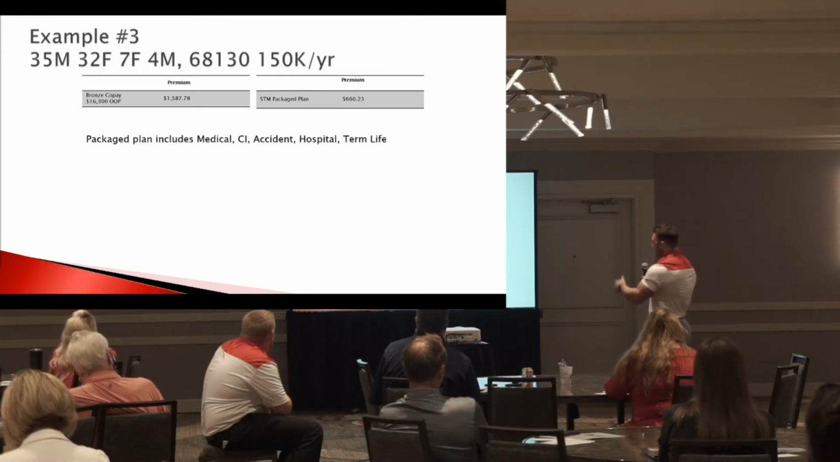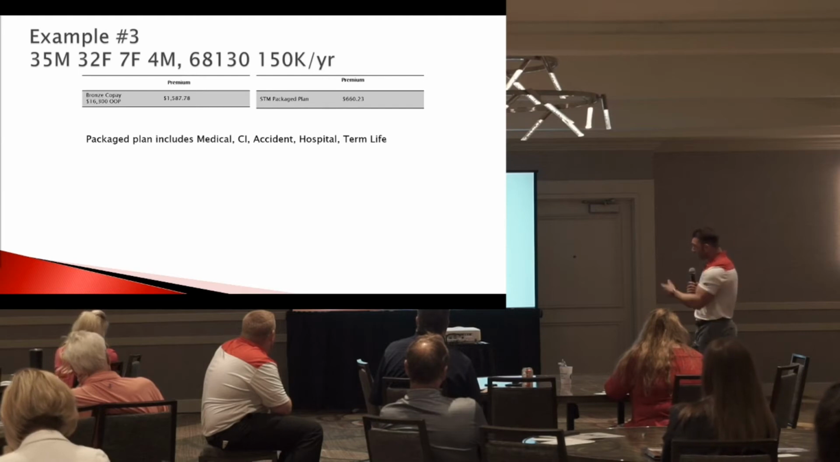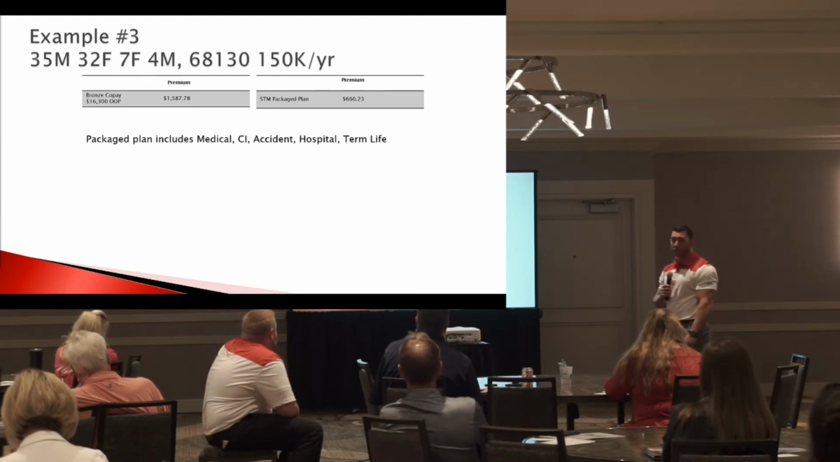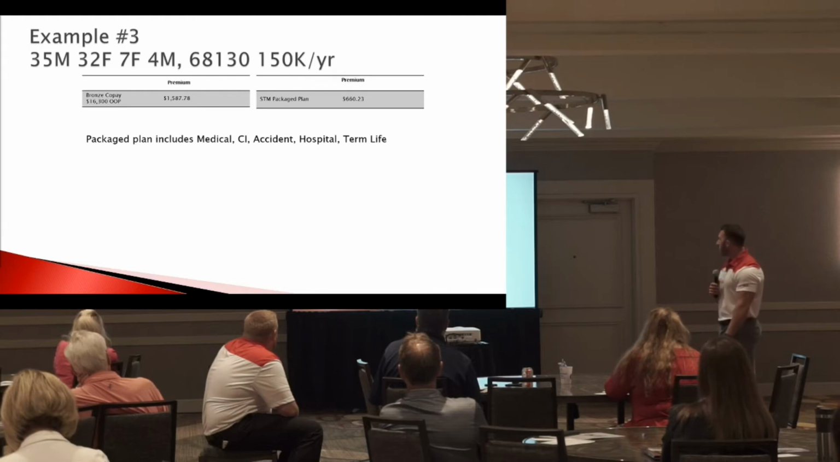So 68130, Omaha area, 35 male, 32 female, a 7 and 4-year-old kid, not eligible for a subsidy. A bronze copay plan would cost them almost $1,600 a month for a $16,300 max out of pocket, versus an ACA package for $660.